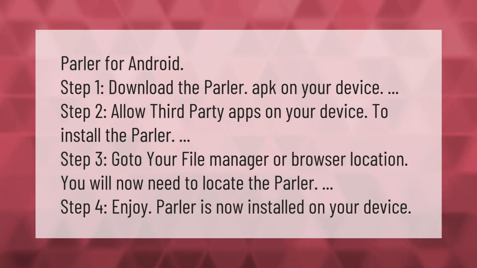Parler for Android. Step 1. Download the Parler APK on your device. Step 2. Allow third-party apps on your device to install the Parler. Step 3. Go to your file manager or browser location. You will now need to locate the Parler. Step 4. Enjoy. Parler is now installed on your device.